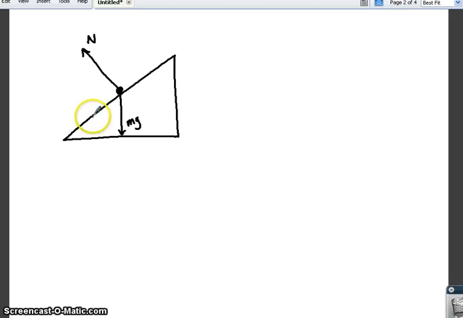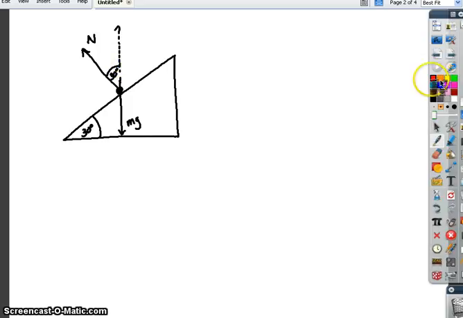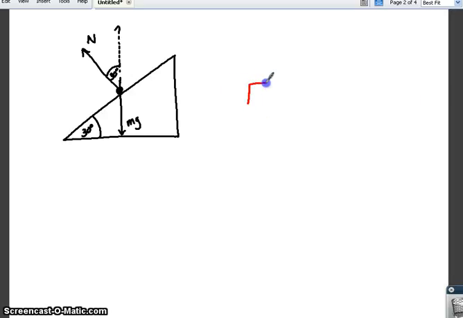And let's just say this is going to be a 30-degree angle. Well, if that's a 30-degree angle, then this is a 30-degree angle. And I'm going to prove this to you two ways. First way, let's pretend that this car was on a level road. This is going to be the car, and the normal force was pointing straight up.